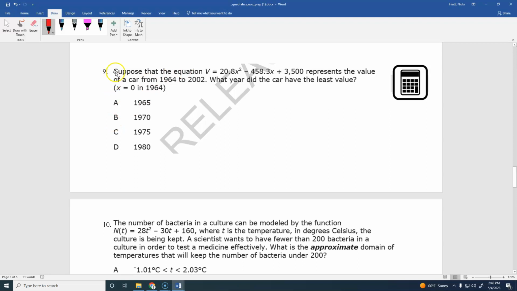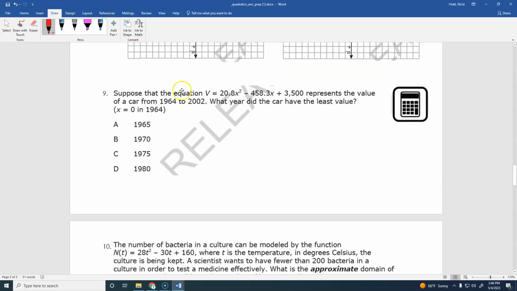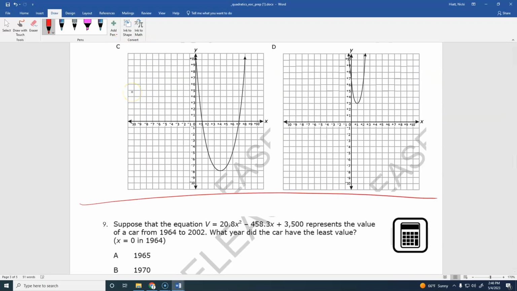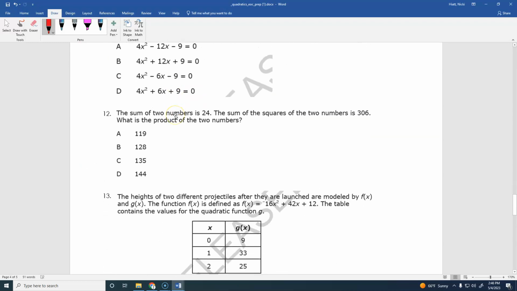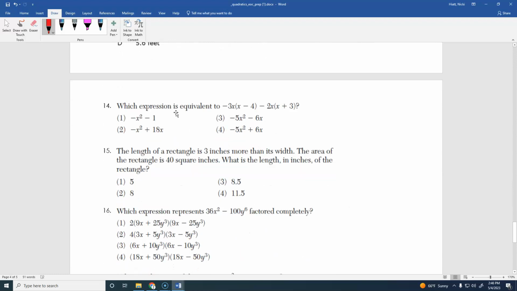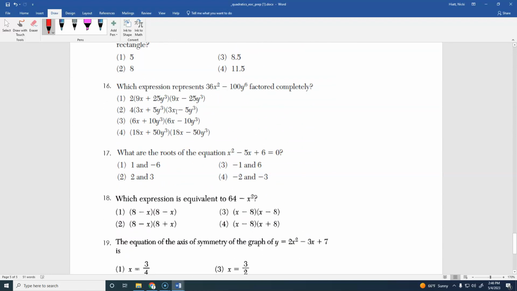When you get to 9, you're going to start using your calculator. So everything before 9 is non-calculator. Once you get to 9, you're going to start using the calculator, which will make some of these much easier. There's still a few that are a little bit tricky.